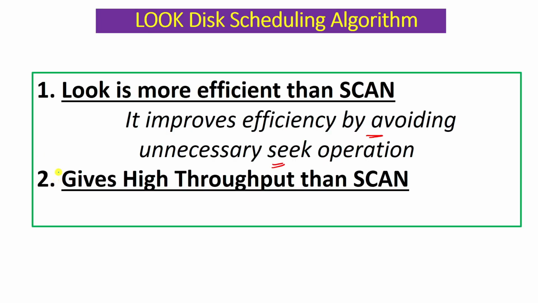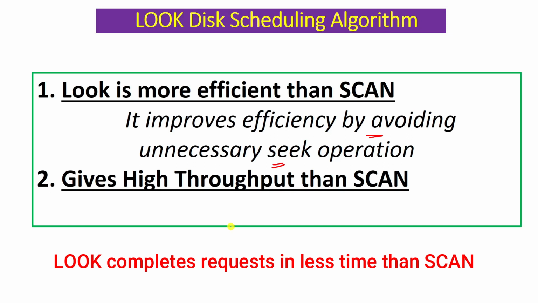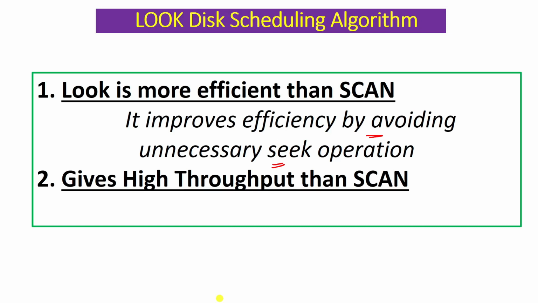And from this we can deduce the second point, that the LOOK algorithm gives higher throughput than the SCAN algorithm. High throughput means your requests will be completed in less time. The same 8 requests will be completed in less time in the LOOK algorithm, because we are not traversing to the last cylinders, the end cylinders. We are avoiding those cylinders. So yeah, this was all about the LOOK algorithm.